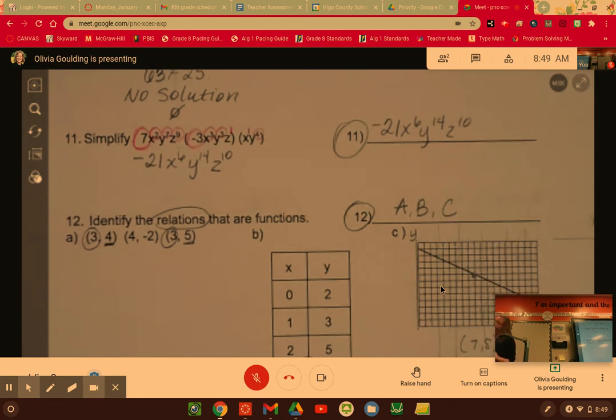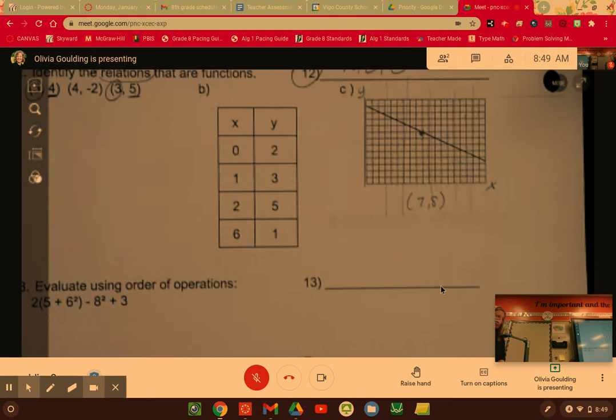Do I have time for one more? Let's do one more, okay? So let's do number 14.